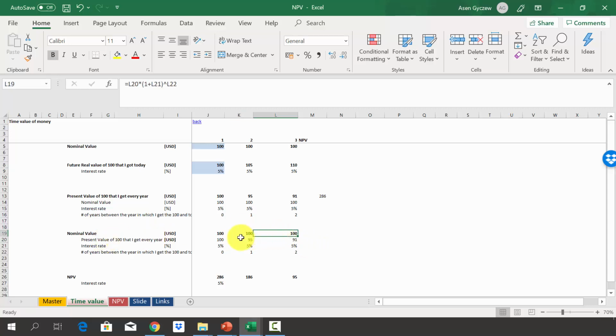In other words, you can read it in the following manner: if today you had $95 and you put them into a savings account, you would get $100 at the end of year 2. And again, if you had 91 and you put them into a savings account for 2 years, you would get $100 as well.